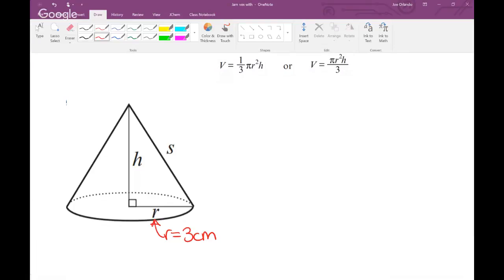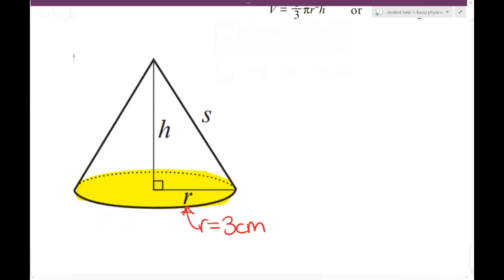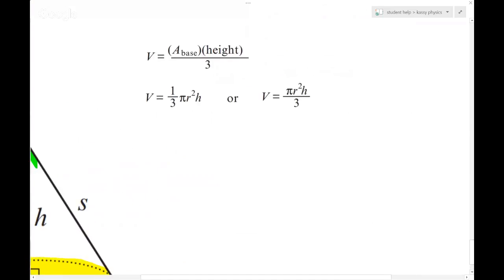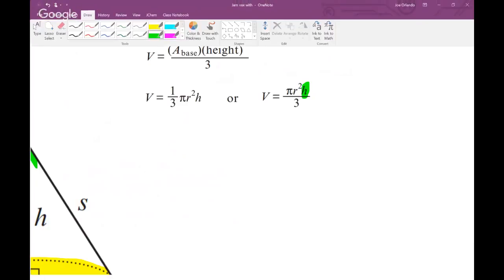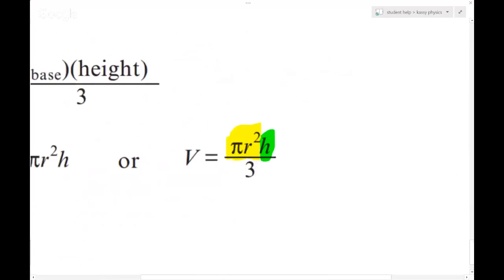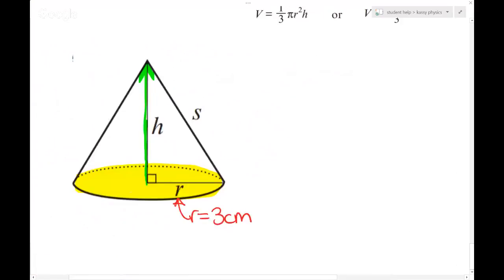They haven't given us the height, which normally we need, because the way we find this is we find the area of this base circle, which is just pi r squared, where r is 3, and we multiply that by the height. That gives us pi r squared times height, and then because it's a cone, because it comes to a point, it gets divided by 3. That equation would get us there. The problem is that we don't have the height. We have to find the height.